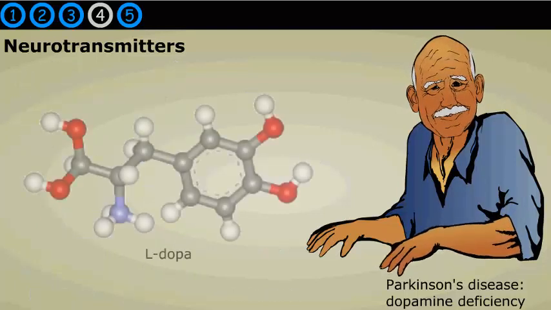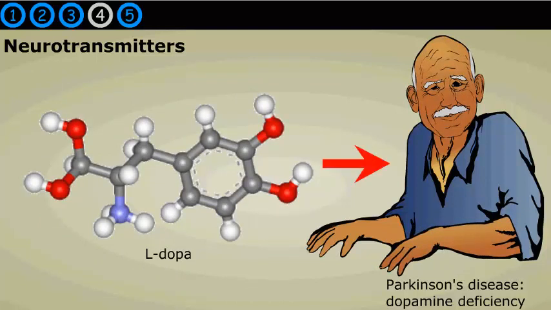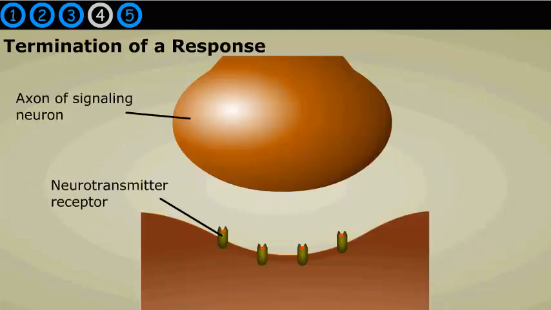The drug L-Dopa is chemically related to dopamine and can lessen some of the symptoms, but it cannot reverse the eventual progression of the disease. The action of the neurotransmitters lasts about 1 millisecond.